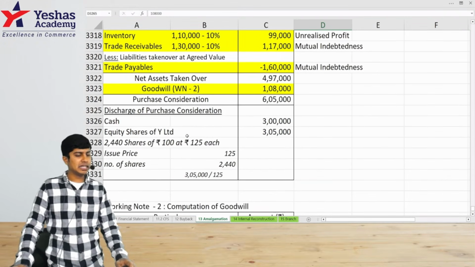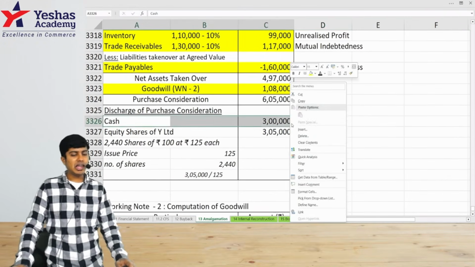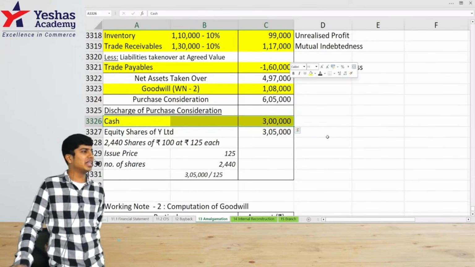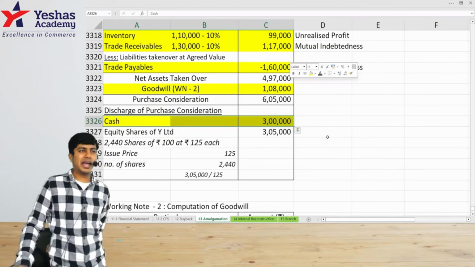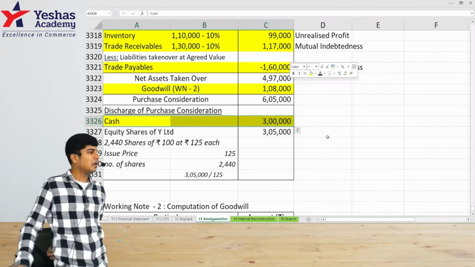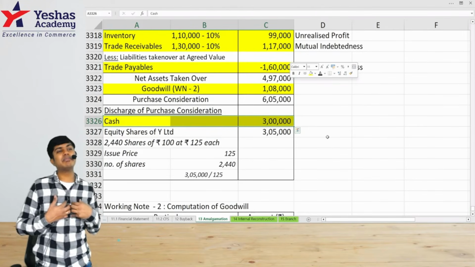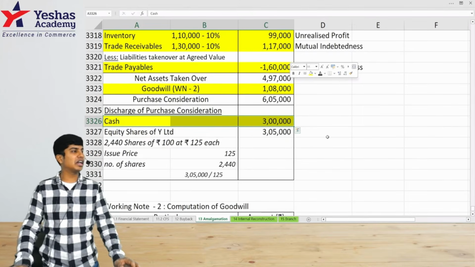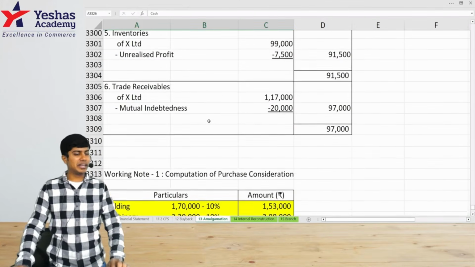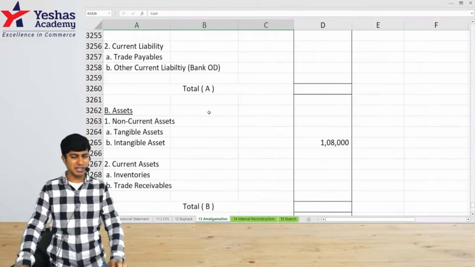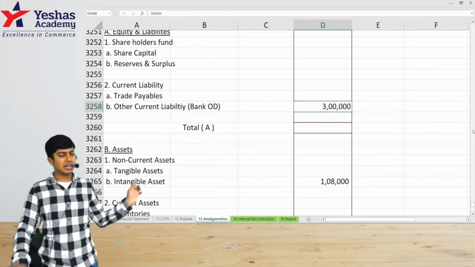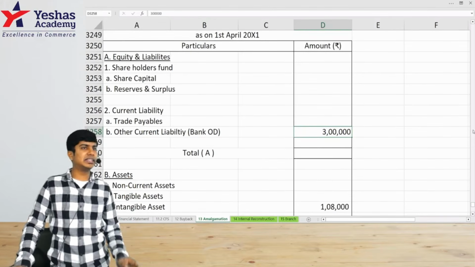Goodwill done. Purchase consideration. Cash. We gave 3 lakh. Hey, there is no cash balance of Y Limited given to us. How will they give? It's given out of bank. Assume it to be given out of bank. So this will become negative bank balance of Y Limited. So I'll write this as bank overdraft in the balance sheet. Don't write minus cash. Please, please, please. Inventory and cash are two things which cannot be negative. I'll write bank overdraft, other current liability 3 lakh.